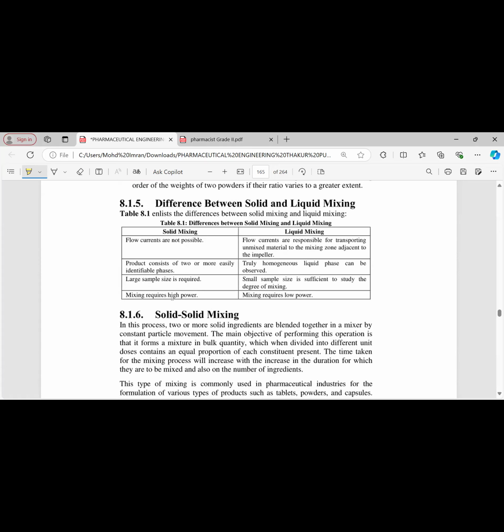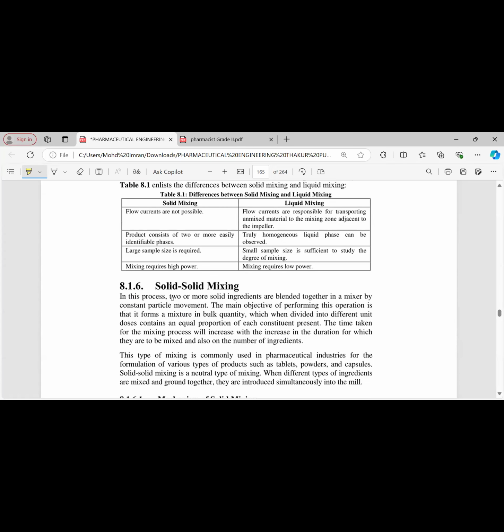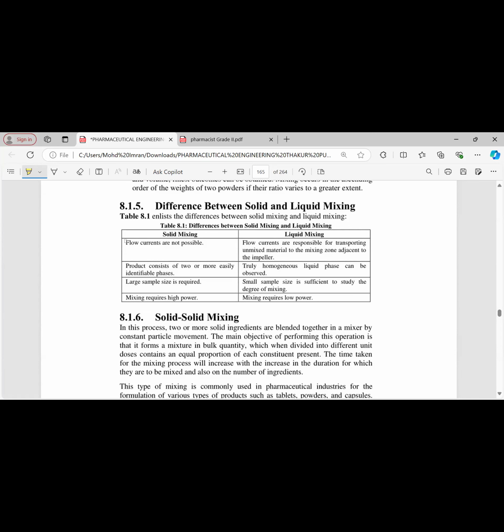There are different mixings, like solid mixing and liquid mixing. You can simply see the difference between solid and liquid mixing. In solid mixing, flow currents are not possible, whereas in liquid mixing, flow currents are responsible for transporting unmixed material. Solid mixing product consists of two or more easily identifiable phases, whereas in liquid mixing, two homogeneous liquid phases can be observed. So homogenization is possible in liquid mixing.